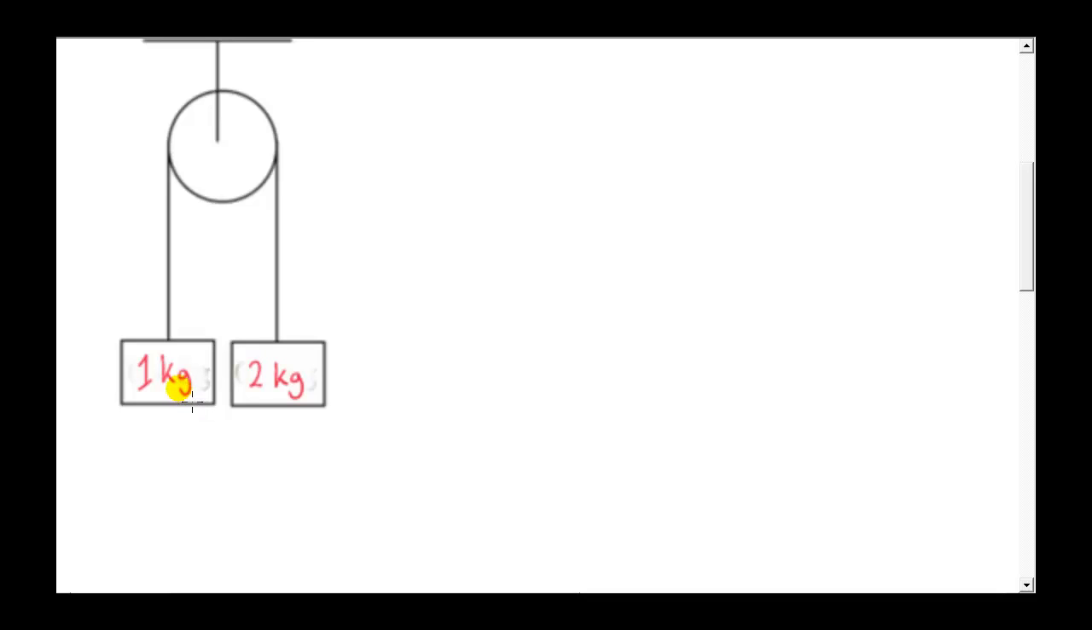A 1 kilogram mass is attached to a 2 kilogram mass by a massless inextensible string. The system is on a perfectly smooth pulley. It is clear that if the system is released from this position, the 2 kilogram mass will move downwards and the 1 kilogram mass will move upwards.